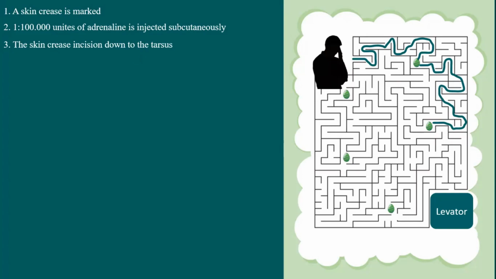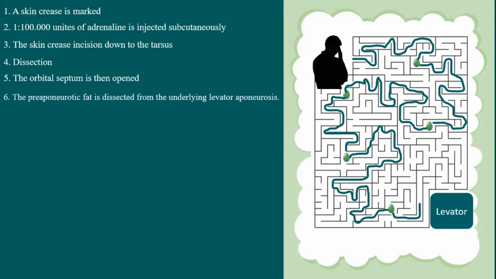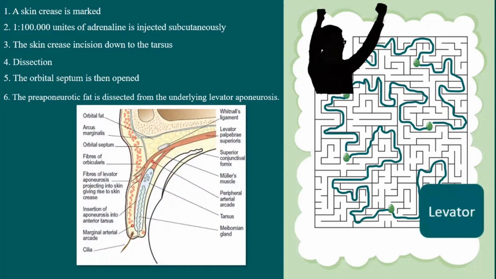And the next step is skin crease incision. So skin crease is down to the tarsus. It involves the skin and orbicularis until you reach tarsus. And next step? Open the septum. There is a dissection, and then the orbital septum is opened. So the orbital septum has to be opened in levator resection. It's not a complication. It's an essential step. And finally, you retract the fat and you will find the aponeurosis, and then you are very happy man.